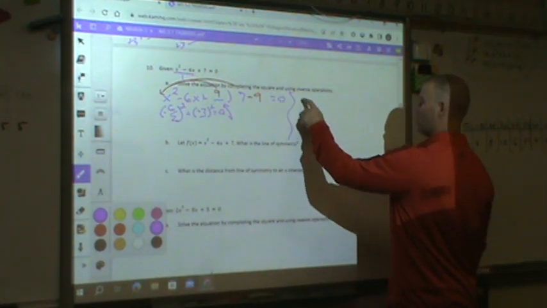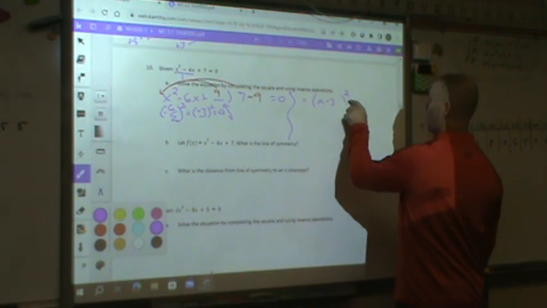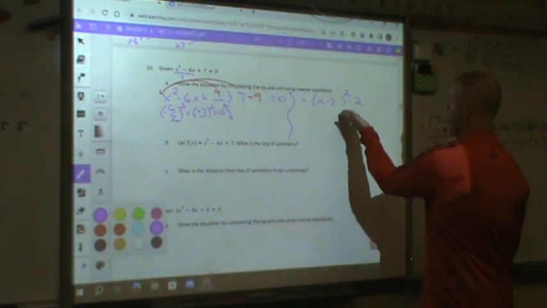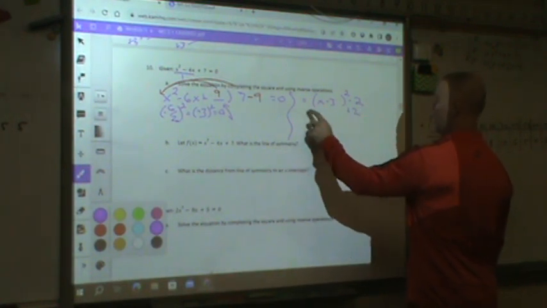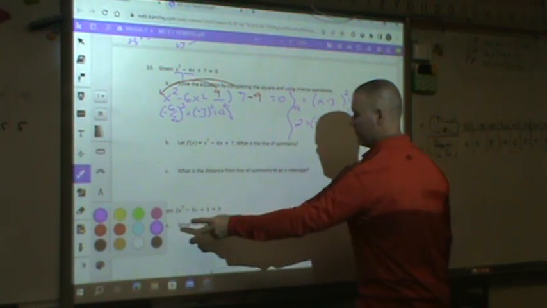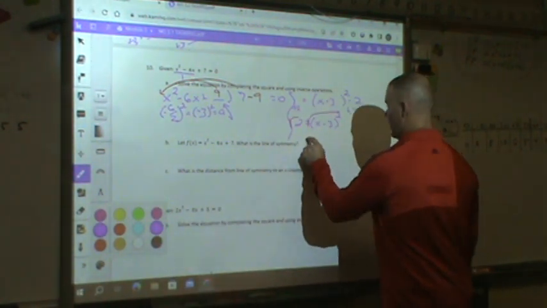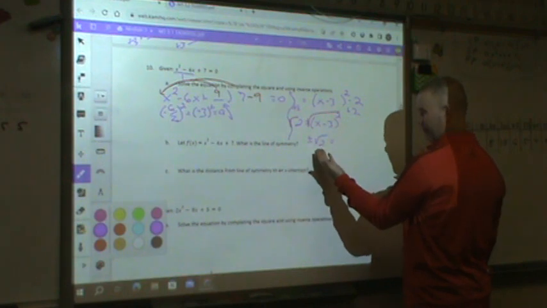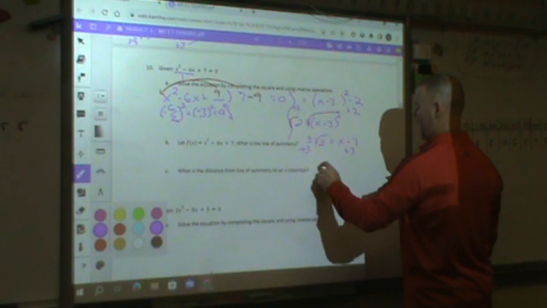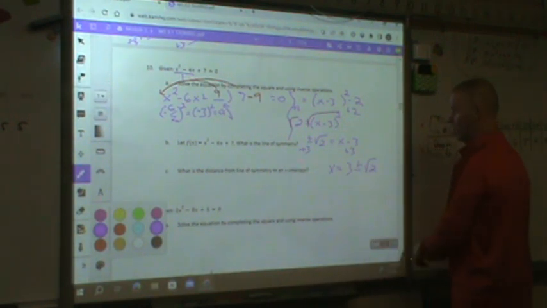Write your equation. A is 1, so it's going to be equal to x minus 3 squared minus 2. What's the line of symmetry? Well, I got to solve using inverse operations. I'm going to add 2, so 2 is equal to x minus 3 squared. I'm going to take the square root of both sides, plus or minus the square root of 2. Remember, it's not a perfect square, is equal to x minus 3. I'm going to add 3 to both sides. Therefore, x is equal to 3 plus or minus the square root of 2.